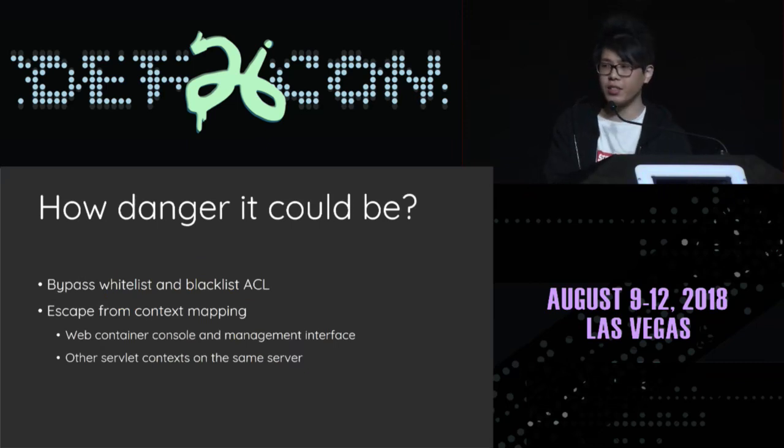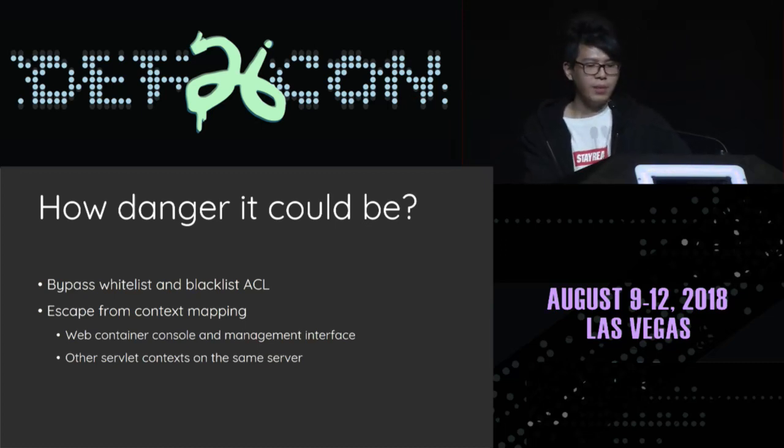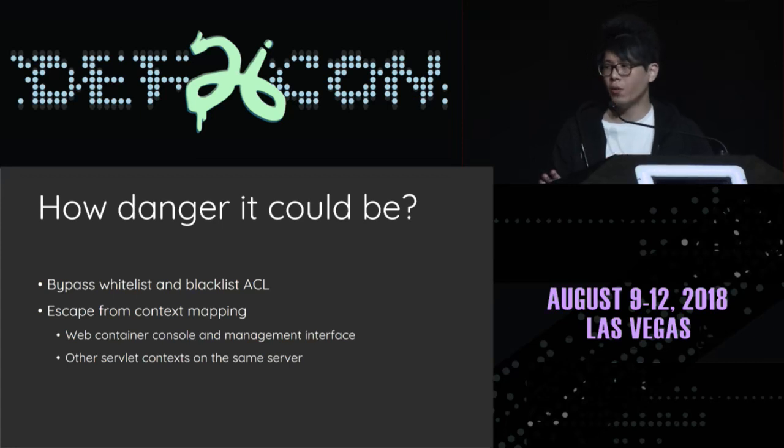So how dangerous could this be? In the reverse proxy, it can bypass the access control list, no matter whether it's a blacklist or whitelist. It can also escape from the current context mapping to access the management interface and other contexts on the same server. DevOps always believe that no one can touch their internal service. But today, this is exposed to the outside, and there must be lots of fun for hackers.